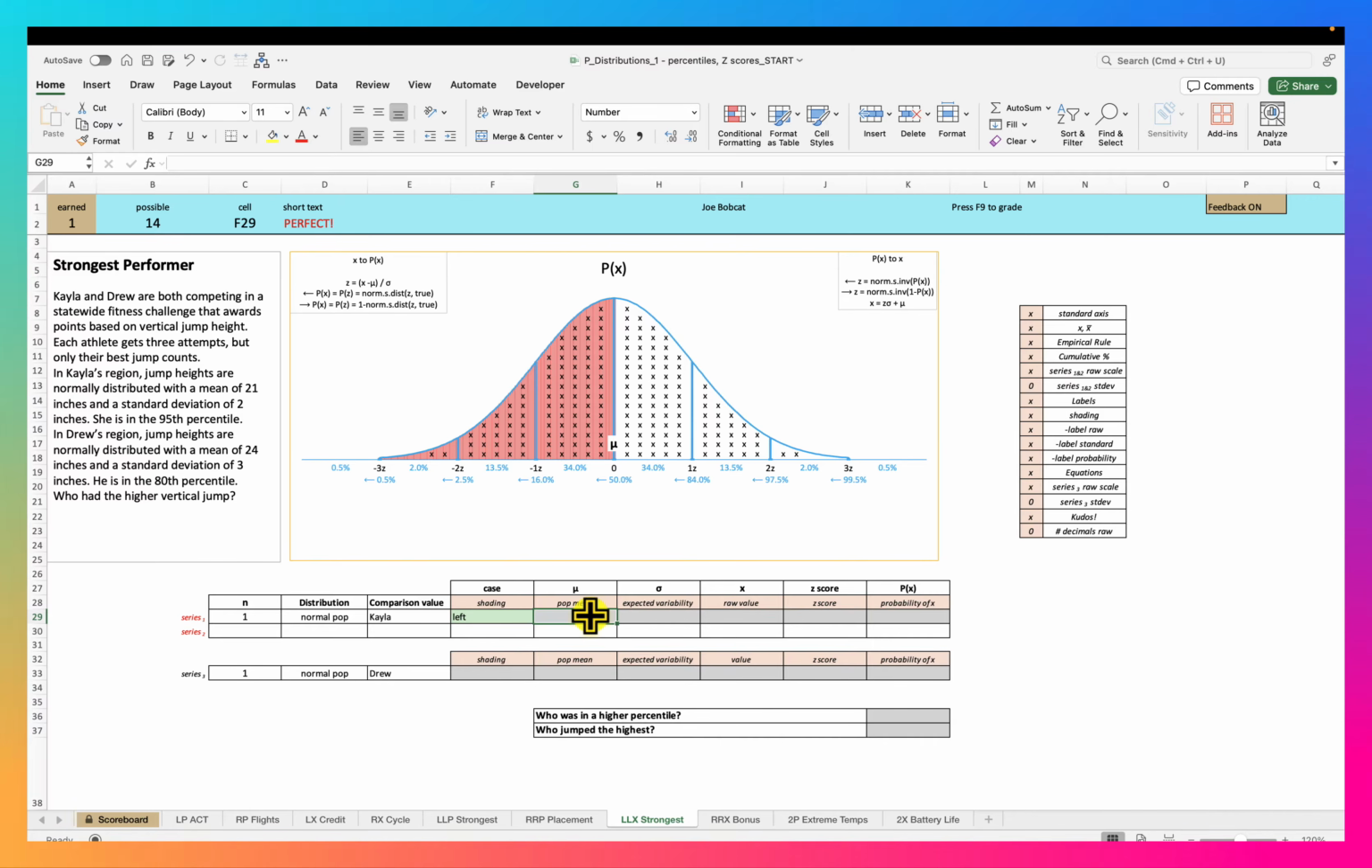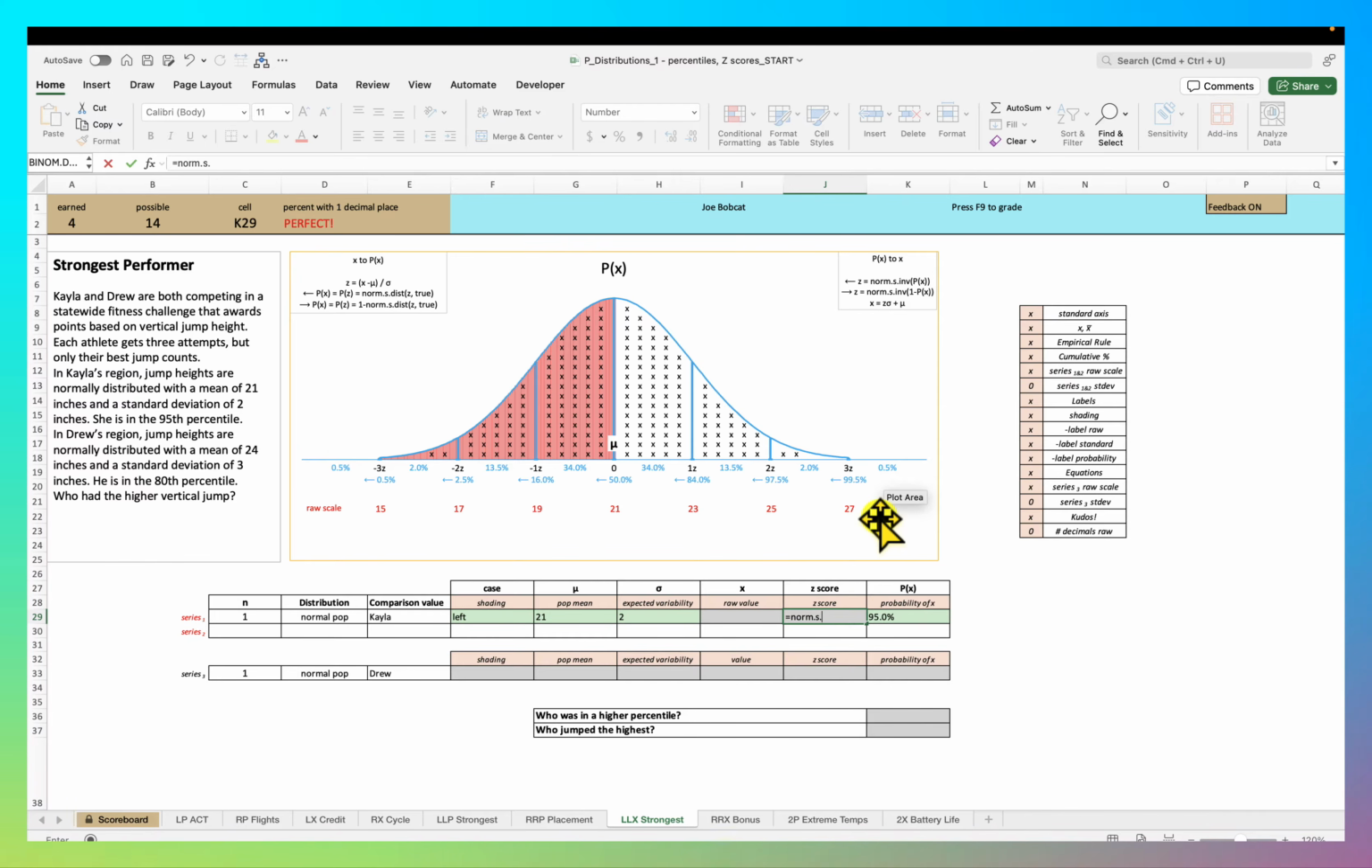Population mean is 21 for Kayla. Expected variability is 2. Raw value is what we're trying to find. The z-score we need, but we are given the probability. She's in the 95th percentile. And so working backwards to the z-score from the percentile, looking left, is norm.s.inverse of that probability.